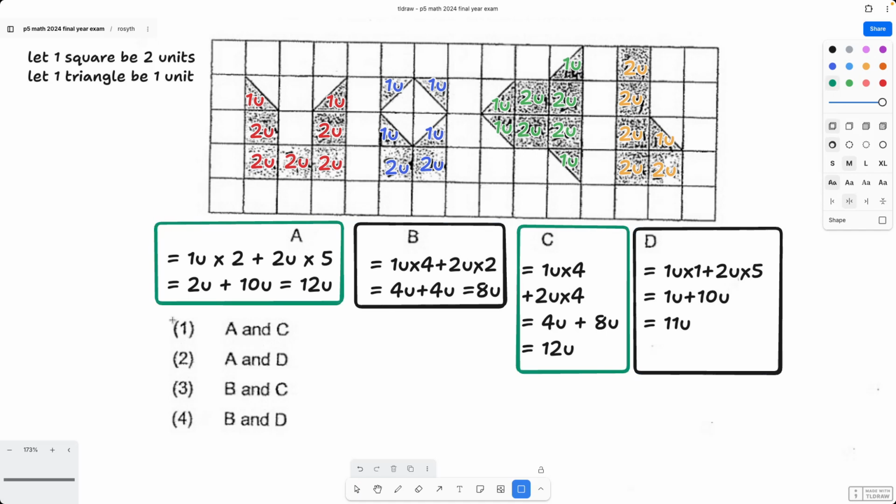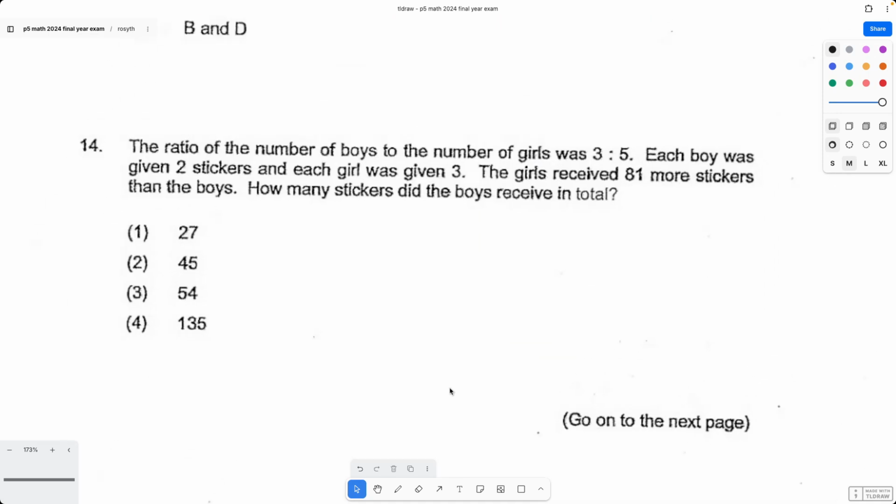Green. So A and C. There you go. Alrighty. So let's move on to question number 14.